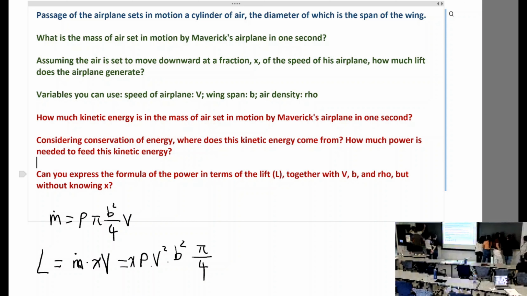What should be the velocity? Exactly, right? We are asking how much kinetic energy is in the air displacing it, by the square of the velocity of the air.